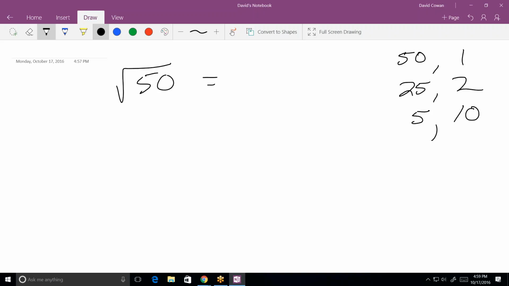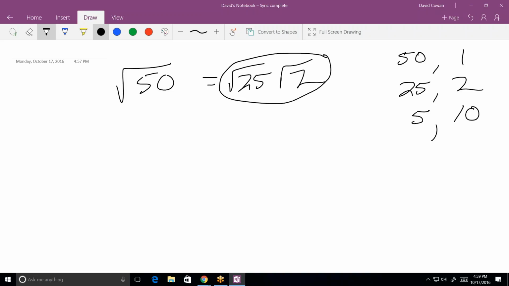Which two am I interested in? 25 and 2. Yeah, so it's root 25 times root 2. Always do that step, maintaining both radical signs. And then take that to 5 root 2. Okay? So how about root 200?